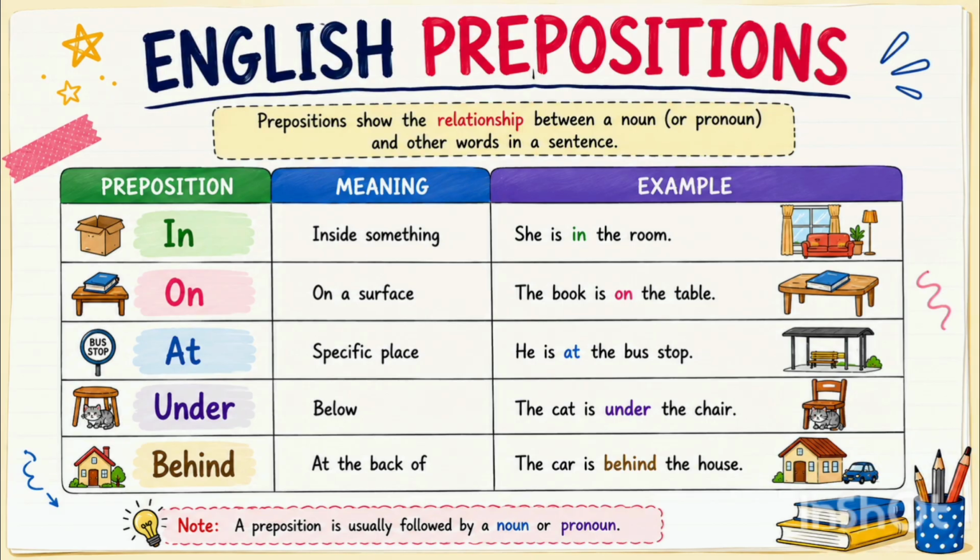Under. Under means below something. For example, the cat is under the chair. Behind. Behind means at the back of something. For example, the car is behind the house. Remember, prepositions help us describe location, position, and relationship between things.